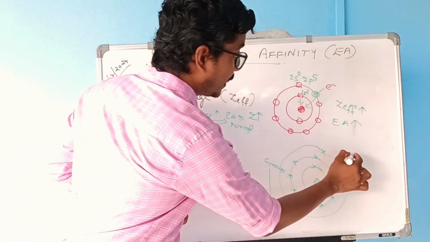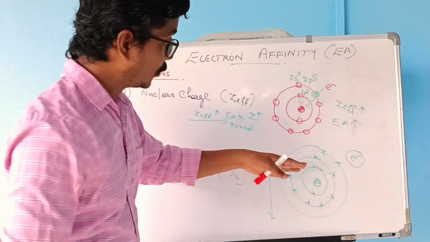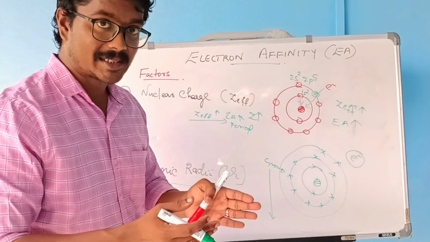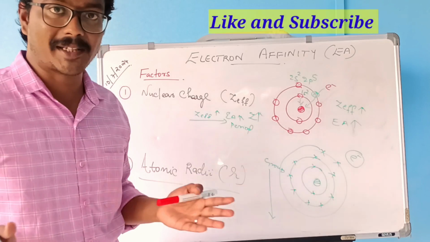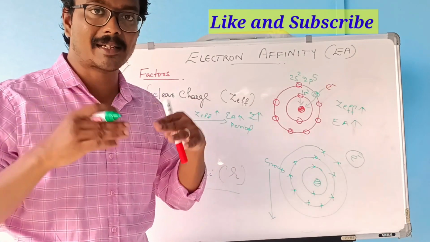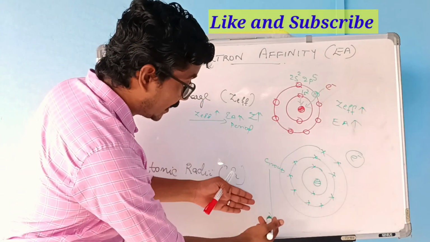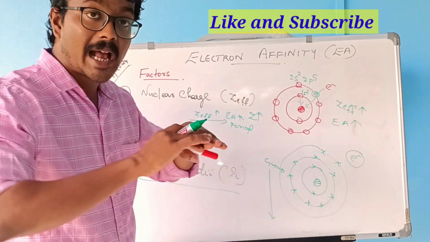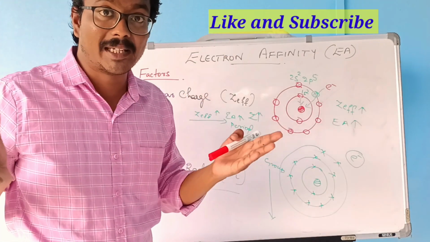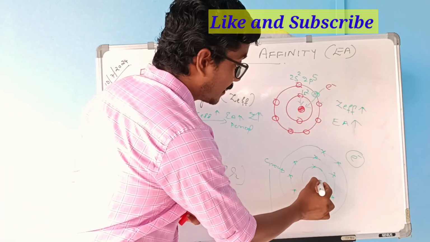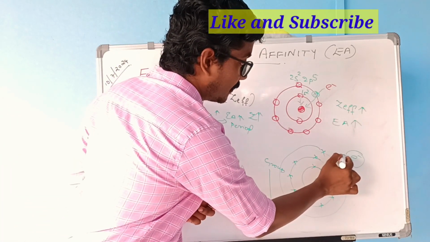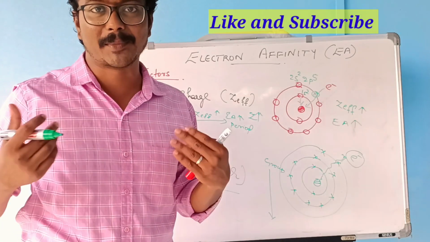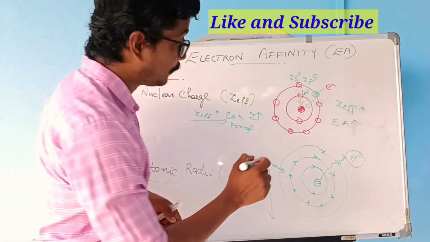When an incoming electron comes, due to the presence of the core electrons, and the size of the atom, if the number of energy levels are added onto the atom going down a group, the number of energy levels increases. So the atom will become bigger in size. As a result of that, the incoming electron does not feel much attraction from the nucleus.